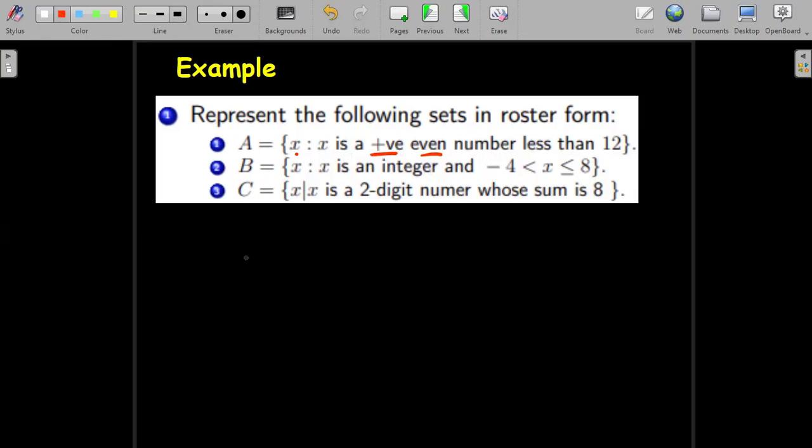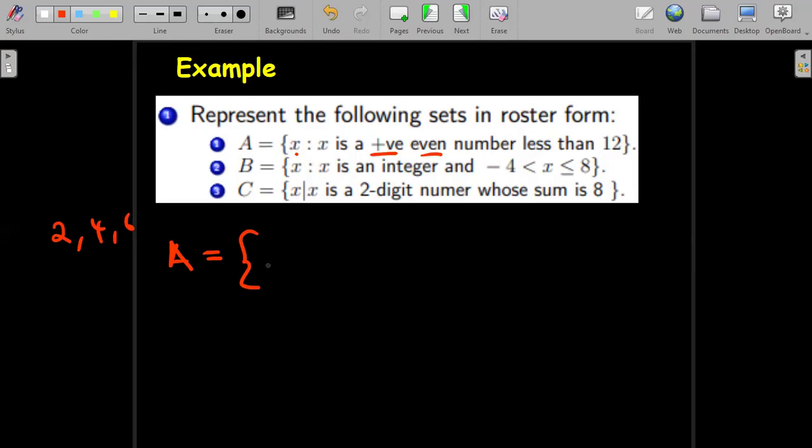So this entire set A, we're being told it's a set of X such that X is a positive even number and it's less than 12. So to list that out, we are talking of even numbers, and it has to be positive and has to be less than 12. So to start with positive even number: even numbers are numbers that are divisible by 2 and leave no remainder. So you have numbers like 2, 4, 6, all the way like that. So they continue to go.